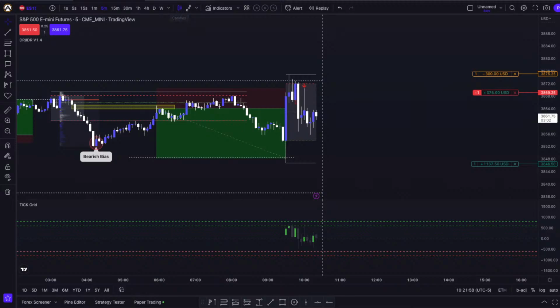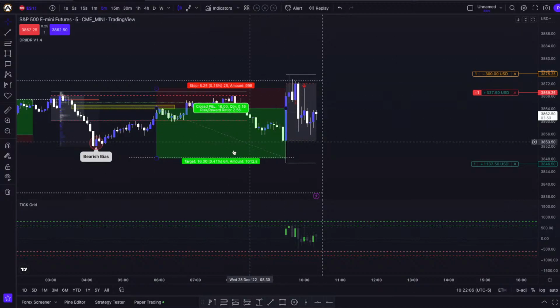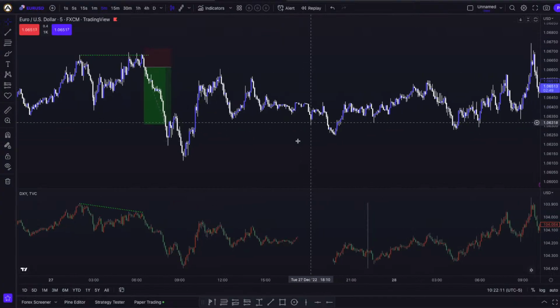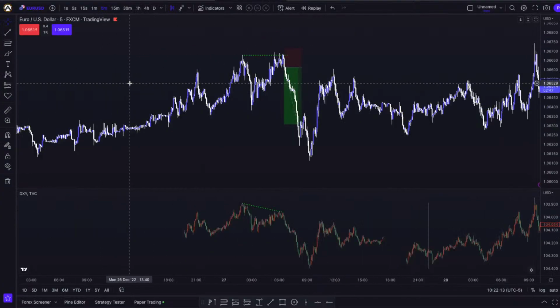I hope this made sense and was a good explanation about the tick grid. I haven't been using it myself prior to learning about it from TheMas7er, but I've been using SMT divergences for quite some time.